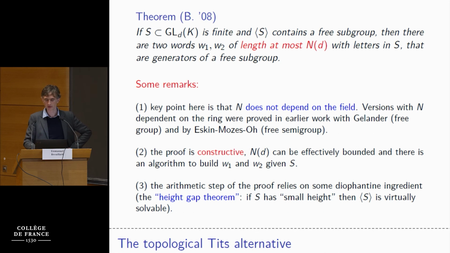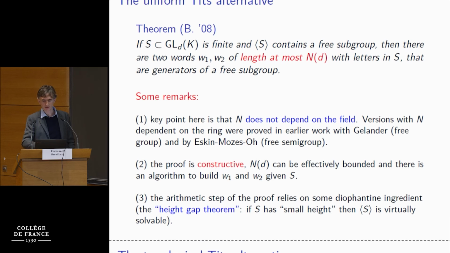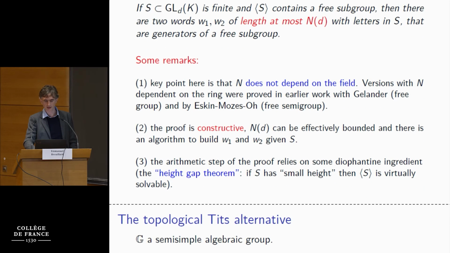So the so-called height gap theorem, which I prove for this purpose, and says essentially that when you have any finite set of matrices, either it generates a virtually solvable group, or you'll be able to find a matrix expressible as a short word in the matrices you started with, which has an eigenvalue of height bounded away from 0, so in Weil height. Okay, so that's one refinement of the Tits alternative I wanted to mention.